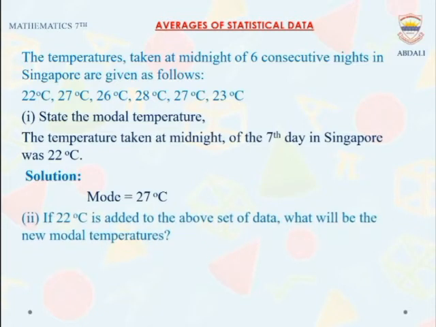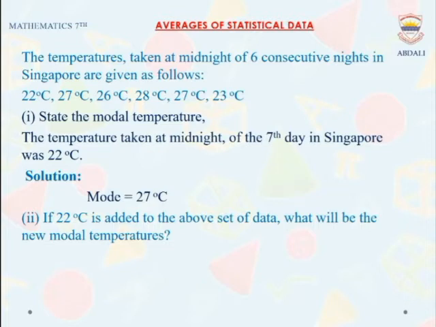Now the next part is, if 22 is added to the above set of data, what will be the new modal temperature? Okay, so they have given us the temperature of the 7th night, which is 22, and now we have to find the temperature for all 7 nights.